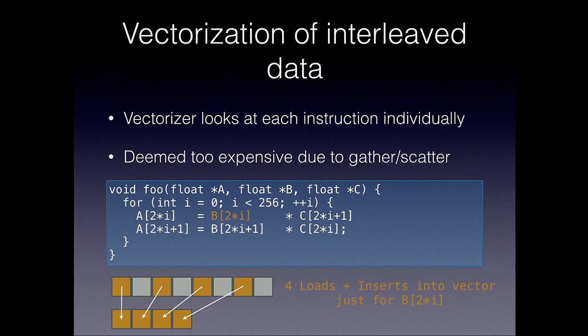Vectorization of interleaved data. The vectorizer works by looking at each instruction individually. So if you look at that loop, you'll see plenty of memory accesses. And if you look at just one of those memory accesses, let's say the B, you'll see that this access is not consecutive, right? We access every second element.